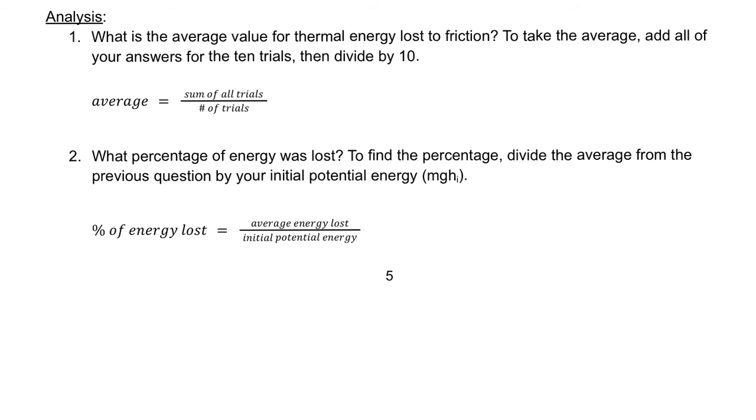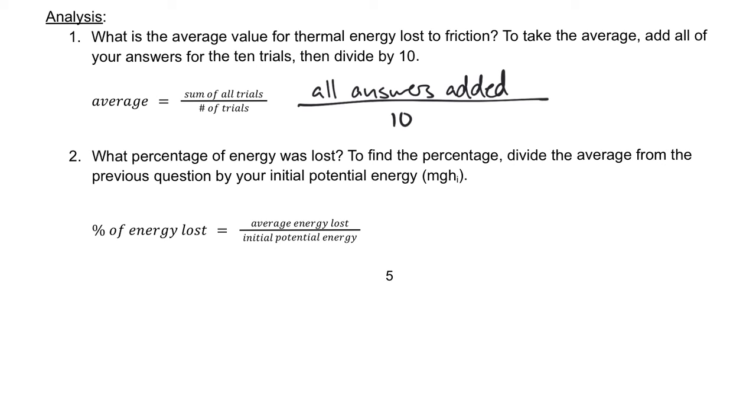Then at the end of your analysis on page 5, you're going to figure out the average value for thermal energy lost, which means you're going to take all of your answers, all of them, and add them up. So all answers added, or sum of all trials, and you're going to divide it by the number of trials, which should have been 10. Okay, so add up all your answers, divide it by the number of trials, which was 10. And then to answer question 2, you're going to have to use the answer to question 1.